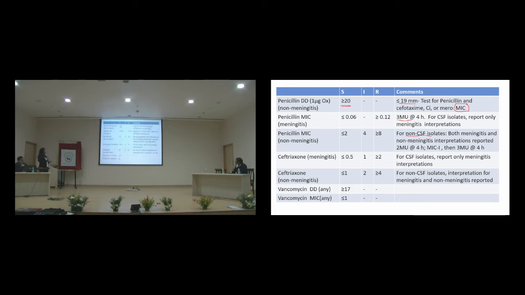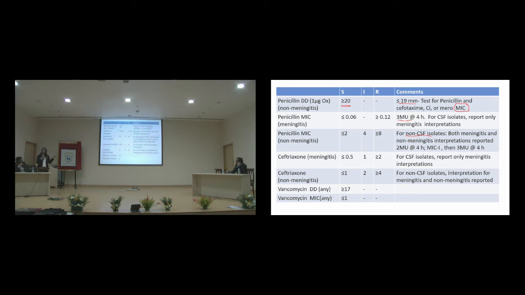For ceftriaxone, the breakpoint for meningitis is less than or equal to 0.5. More than or equal to 2 is resistant. For CSF isolate, report only meningitis interpretation. This holds good for both penicillin and ceftriaxone. For non-meningitis isolate, it is less than or equal to 1 and more than or equal to 4, sensitive and resistant breakpoints. For non-CSF isolate, interpretation for both meningitis and non-meningitis has to be added. For vancomycin, disc diffusion can also be done, or MIC can be done, for both meningitis and non-meningitis isolates.